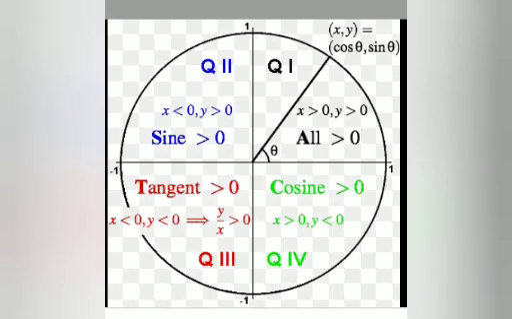In quadrant fourth, cos theta is positive, as x coordinate is positive and y coordinate is negative. That implies sin theta is negative. Also, tan theta is negative. Thus, in quadrant fourth, cos theta and its reciprocal are positive and all other trigonometric ratios are negative. Thus, in quadrant first, all trigonometric ratios are positive. In second, sine and its reciprocal are positive. In third, tangent and its reciprocal are positive. In fourth, cosine and its reciprocal are positive.